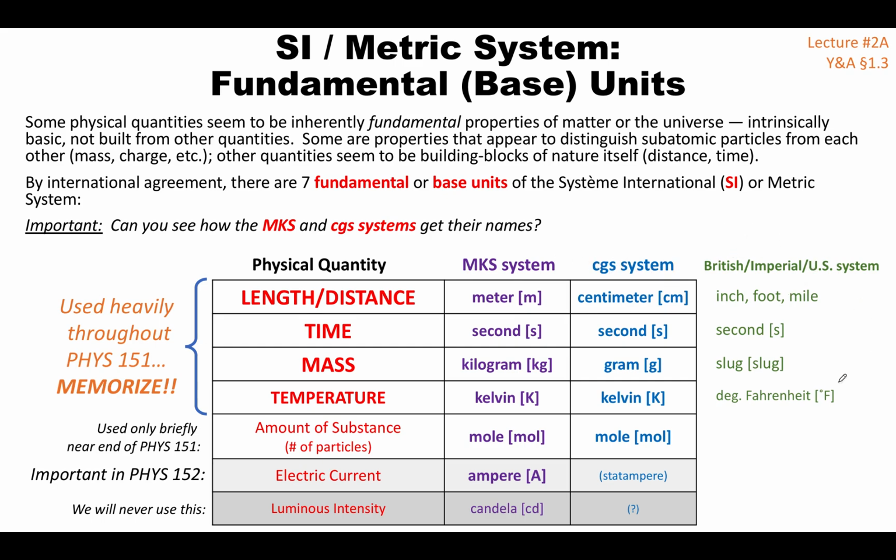Then there are non-metric systems like the British units or imperial units, which are used in the United States. So here I have some of the distances and lengths that we use. We use seconds also for time, just like the metric system does. And then we have these weird units for mass and temperature.